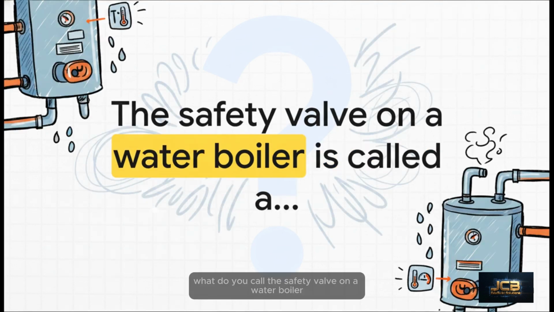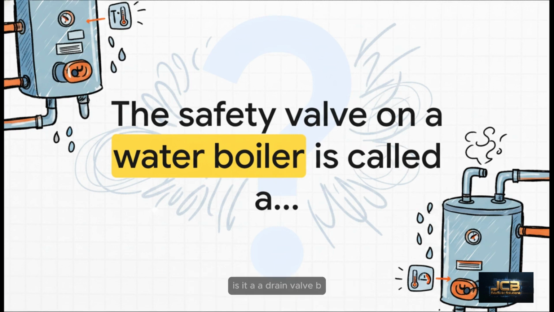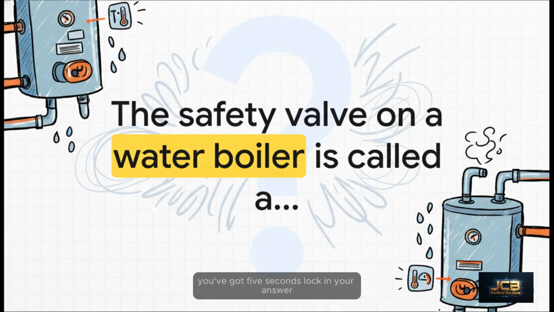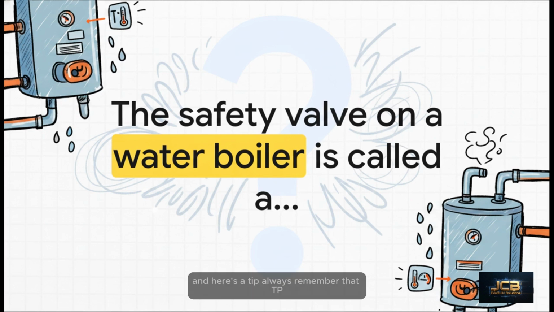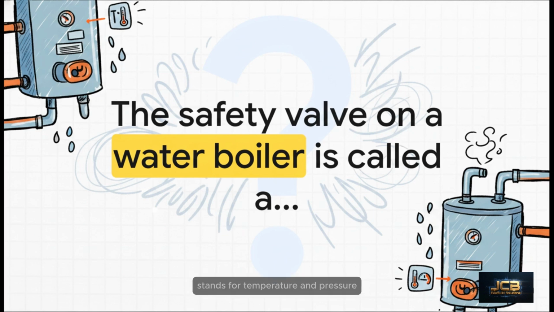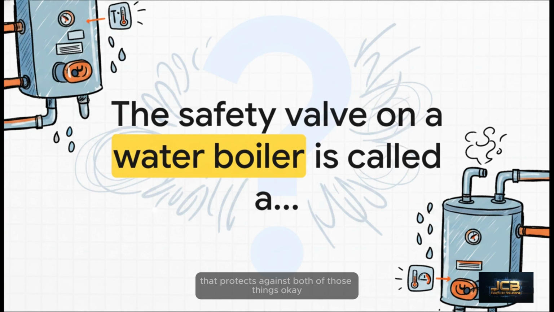Question 2. What do you call the safety valve on a water boiler? Is it A, a drain valve, B, an angle valve, C, a TP valve, or D, a gate valve? You've got 5 seconds. Lock in your answer. The answer is C, TP valve. And here's a tip. Always remember that TP stands for temperature and pressure. It's a critical safety device that protects against both of those things.